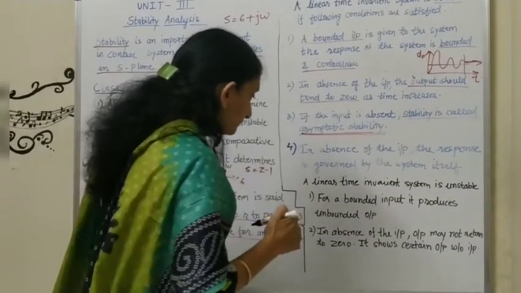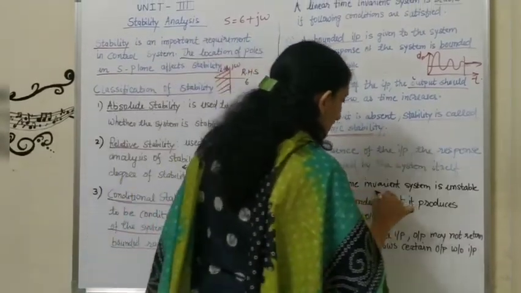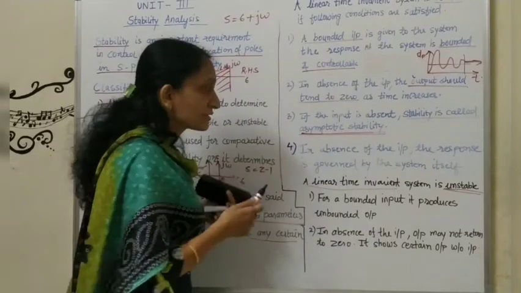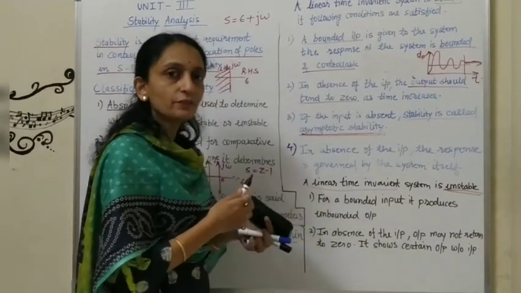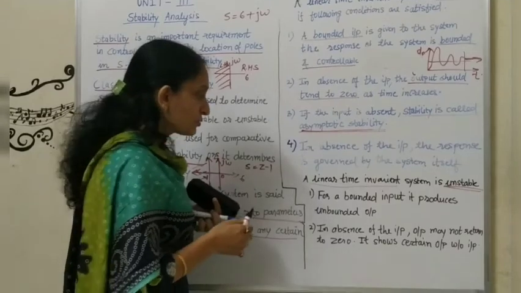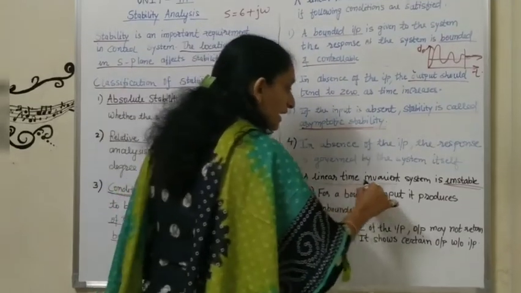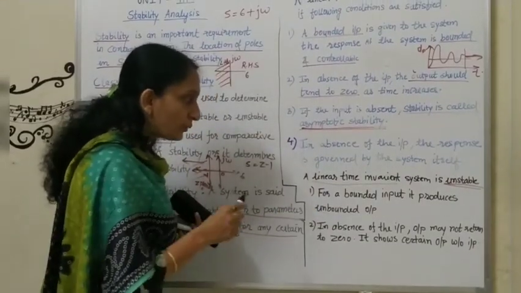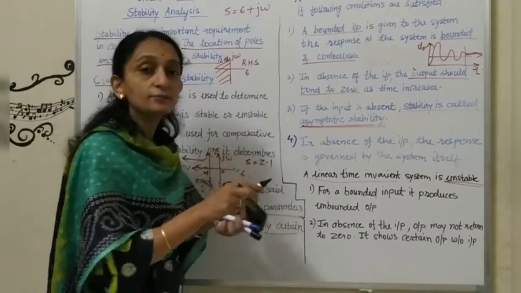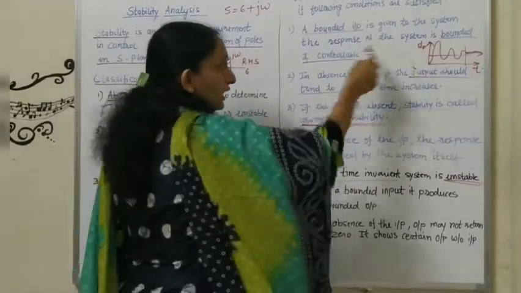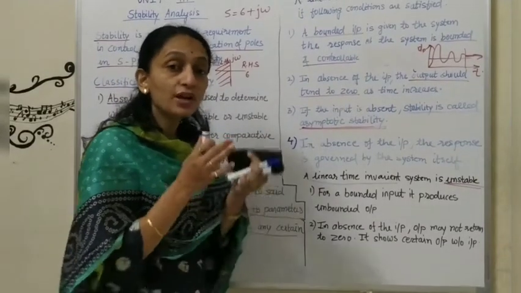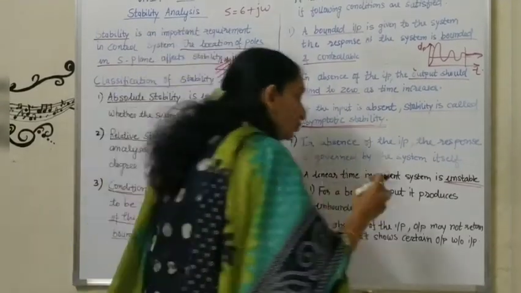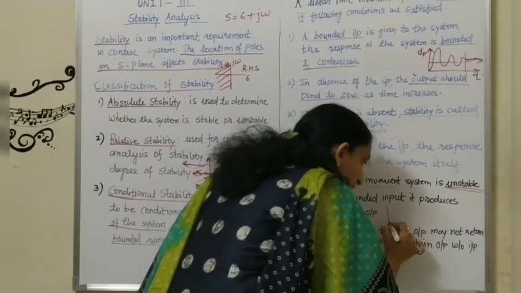Now we will see when a linear time invariant system is unstable. Previously we studied the conditions for stability. Now we will see the conditions for instability. So what are these 2 conditions? A linear time invariant system is unstable when, number 1, for a bounded input it produces unbounded output. Here I have given the example. If you give bounded input and get bounded output, the system is stable. But what is the condition now? You have given bounded input, but you are getting unbounded output.